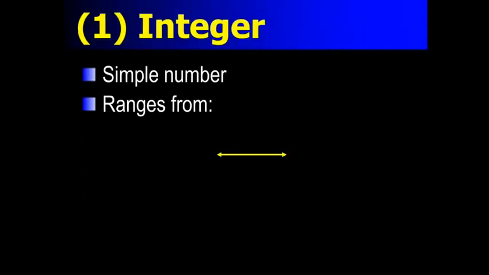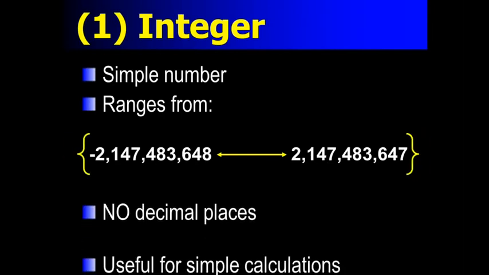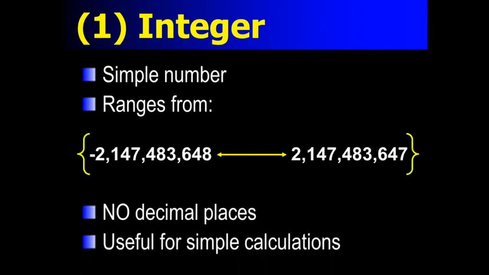So the first type is called the integer. Very simple data type. You've probably heard it in math class before. The integer is a simple number that ranges from 2,147,483,647 positive numbers all the way down to 0, and then it also has negative numbers. Question. Think it out. Why is there one more on the negative side than the positive side? Think about your answer. And be specific in your answer.